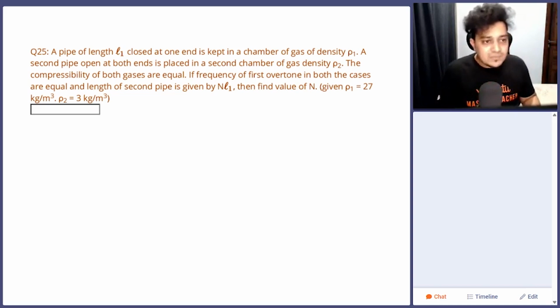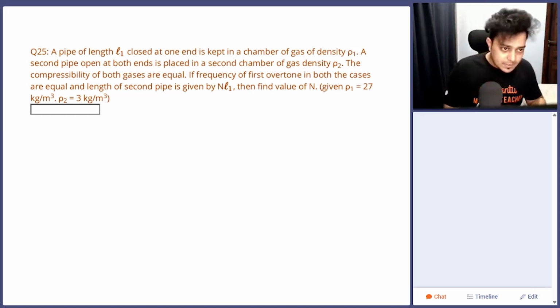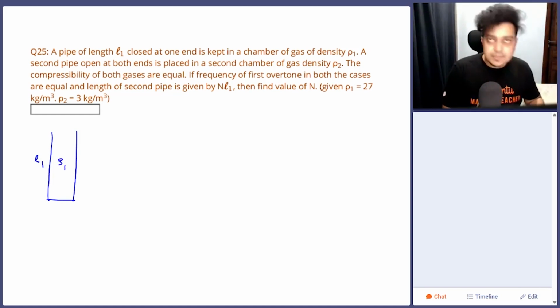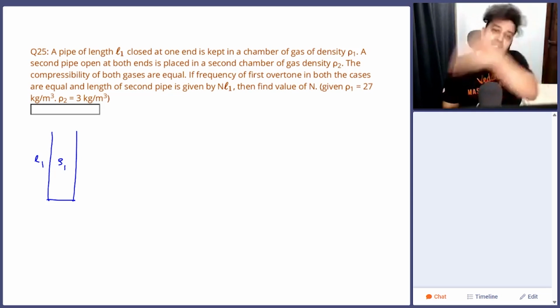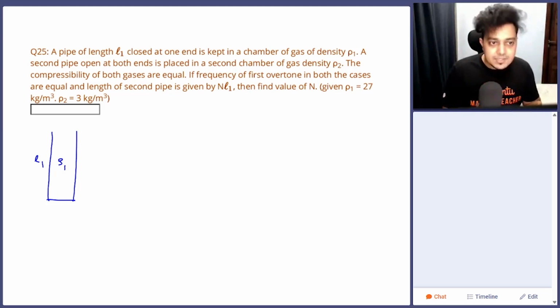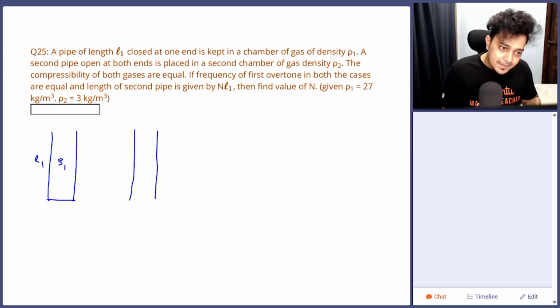There's a pipe of length L1 closed at one end, kept in a gas chamber having density rho. The second pipe, which is open at both ends. Okay, so there is one pipe which is closed at one end. Density is rho 1, length is L1. The second pipe is placed in a second chamber where the density of gas is different. That is, this pipe is open at both ends. So the other pipe is an open pipe, and here the density is rho 2.